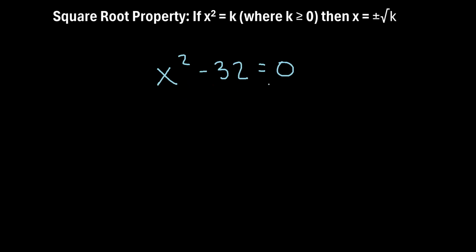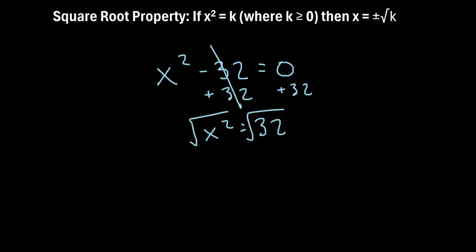All right, let's try this one. x squared minus 32 is equal to 0. We want to figure out what values of x make this true. To get x by itself, we can start by adding 32 to each side. On the left-hand side, these 32's cancel out. We're left with x squared is equal to 0 plus 32, which is 32. Now again, we can apply the square root property where we take the square root of each side. So we get x is equal to plus or minus the square root of 32.